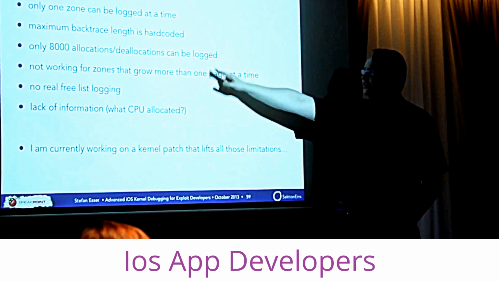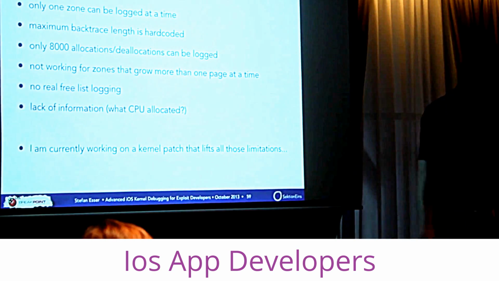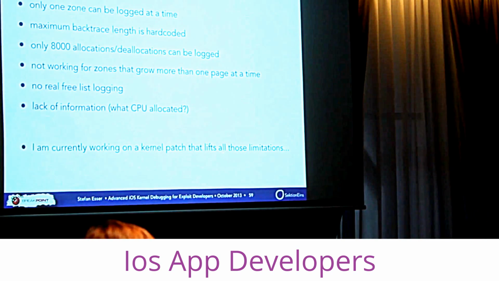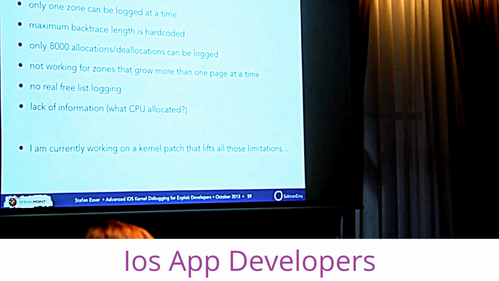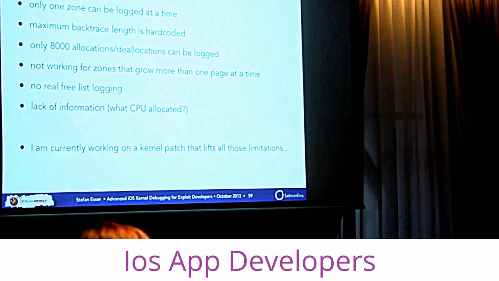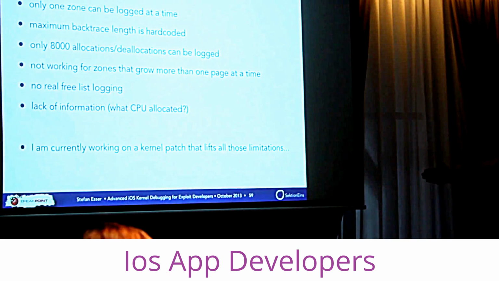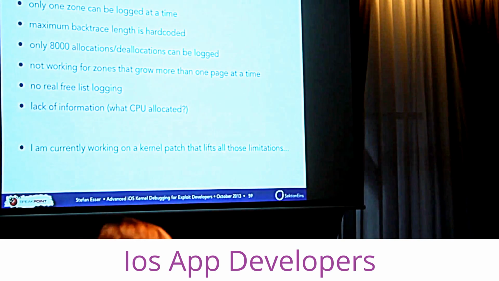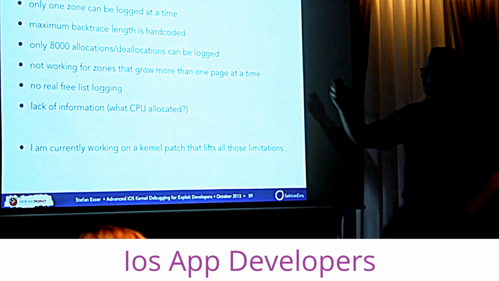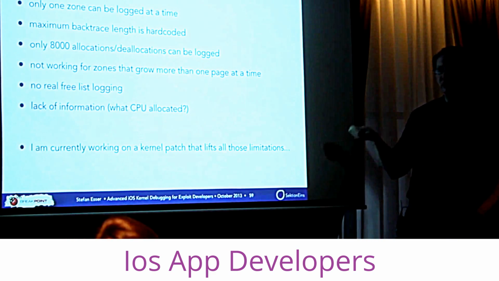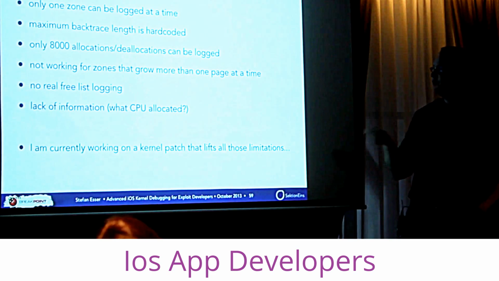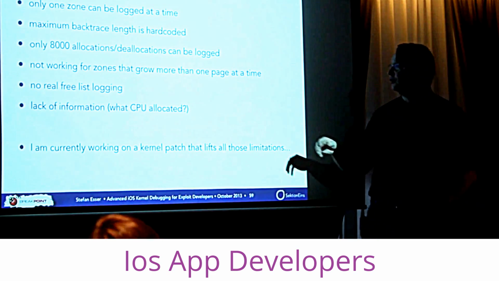The limitation of 8,000 allocations normally, in most of the cases, is not a problem because when you try something, you are basically trying it right now and then you dump. So it should be in the last 8,000. But I will lift that too by having a user space daemon that just pulls the information out into user space all the time, so we are not wasting kernel memory.